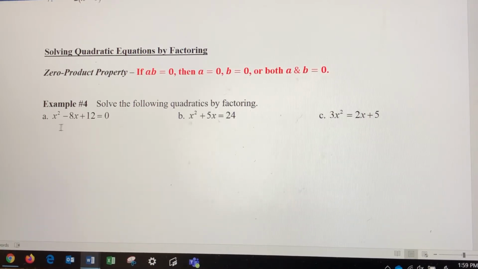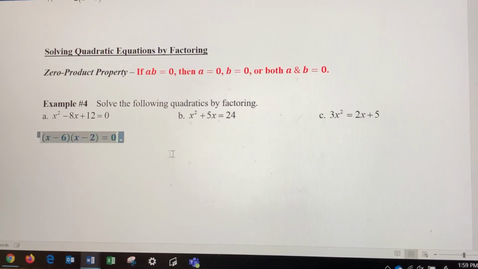First thing you want to do is make sure the quadratic is in standard form: x squared minus 8x plus 12. We want everything on one side, set equal to 0 on the other side. Now, hopefully we can factor this. If not, then you can't solve this equation by factoring. But all three of these examples can be solved by factoring. So let's factor this trinomial.